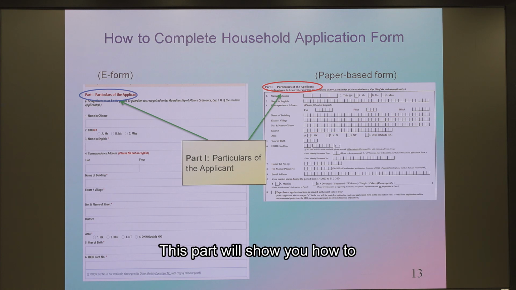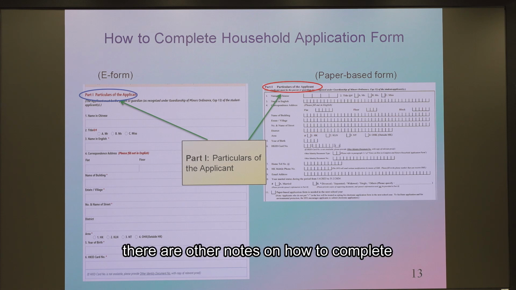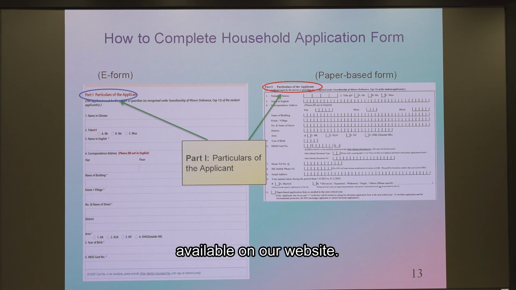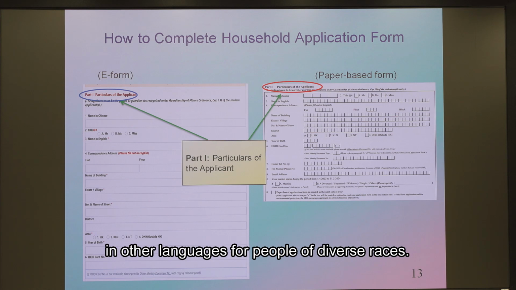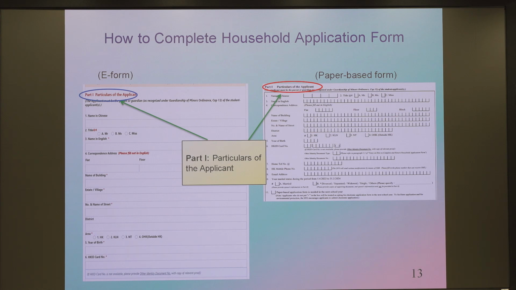The upcoming parts would be the tedious part, so I will try to keep it clear and short. This part will show you how to complete the household application form. For information, there are notes on how to complete and return the household application form prepared on our website. If you're uncertain about the details, you can always go to our website to download the notes for your reference. And all these notes have been translated into other languages for people of diverse races.